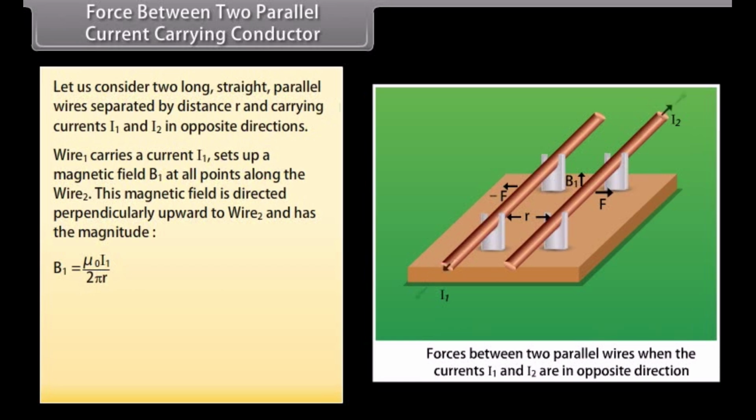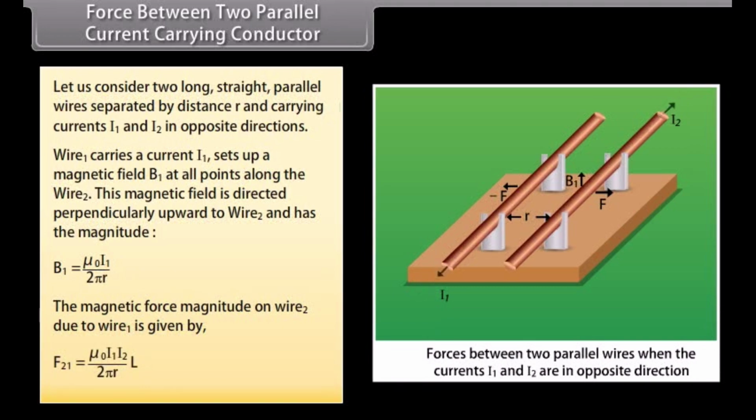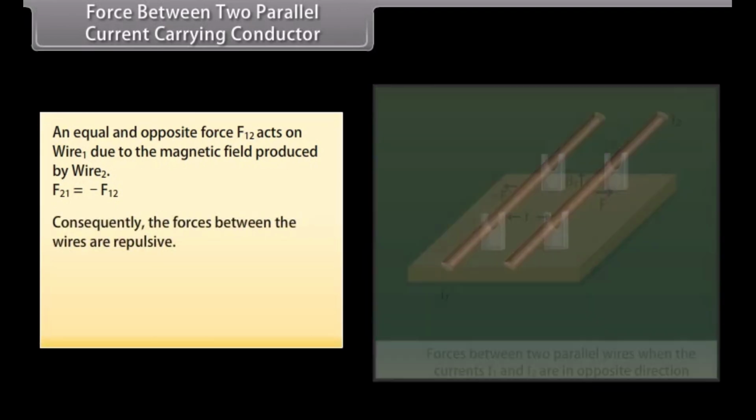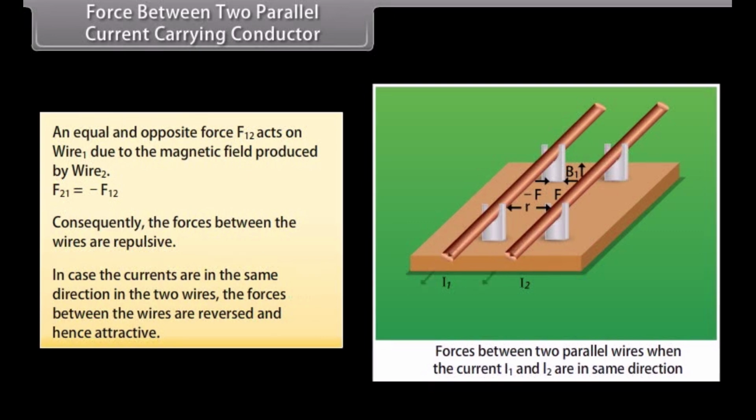The magnetic force magnitude on wire 2 due to wire 1 is given by mu naught I1 I2 L divided by 2 pi r. An equal and opposite force, F12, acts on wire 1 due to the magnetic field produced by wire 2. F21 is equal to minus F12. Consequently, the forces between the wires are repulsive. In case the currents are in the same direction in the two wires, the forces between the wires are reversed and hence attractive.